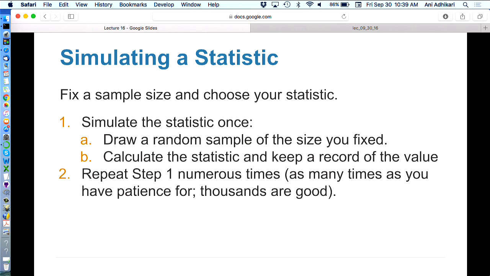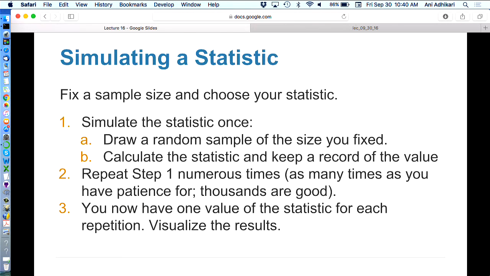And nobody can make sense of a list of 5,000 numbers. Therefore, you do what we've been doing throughout for long lists of numbers, which is you visualize. You put it in a table, you draw a histogram, standard visualization methods, and try to make some conclusion about the statistic.